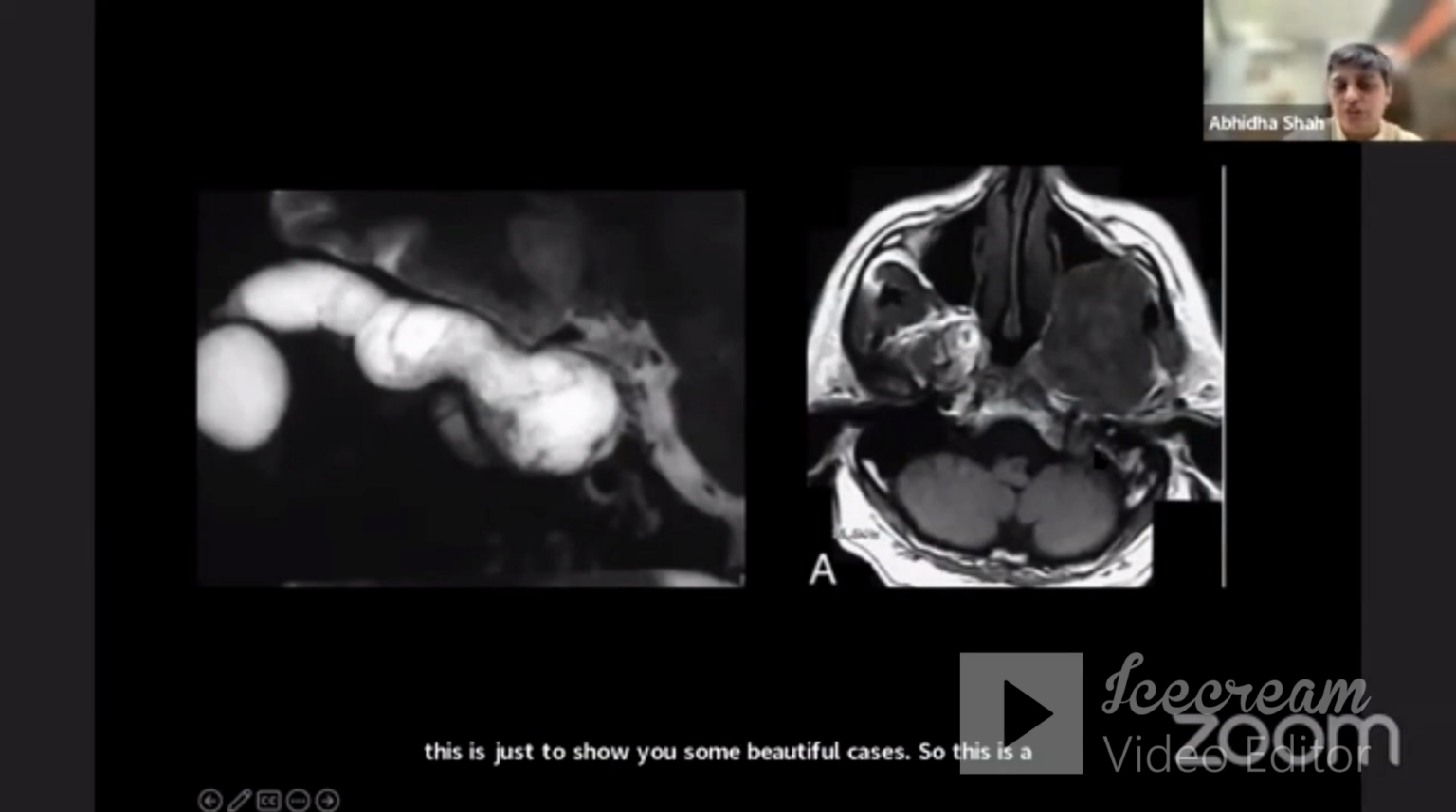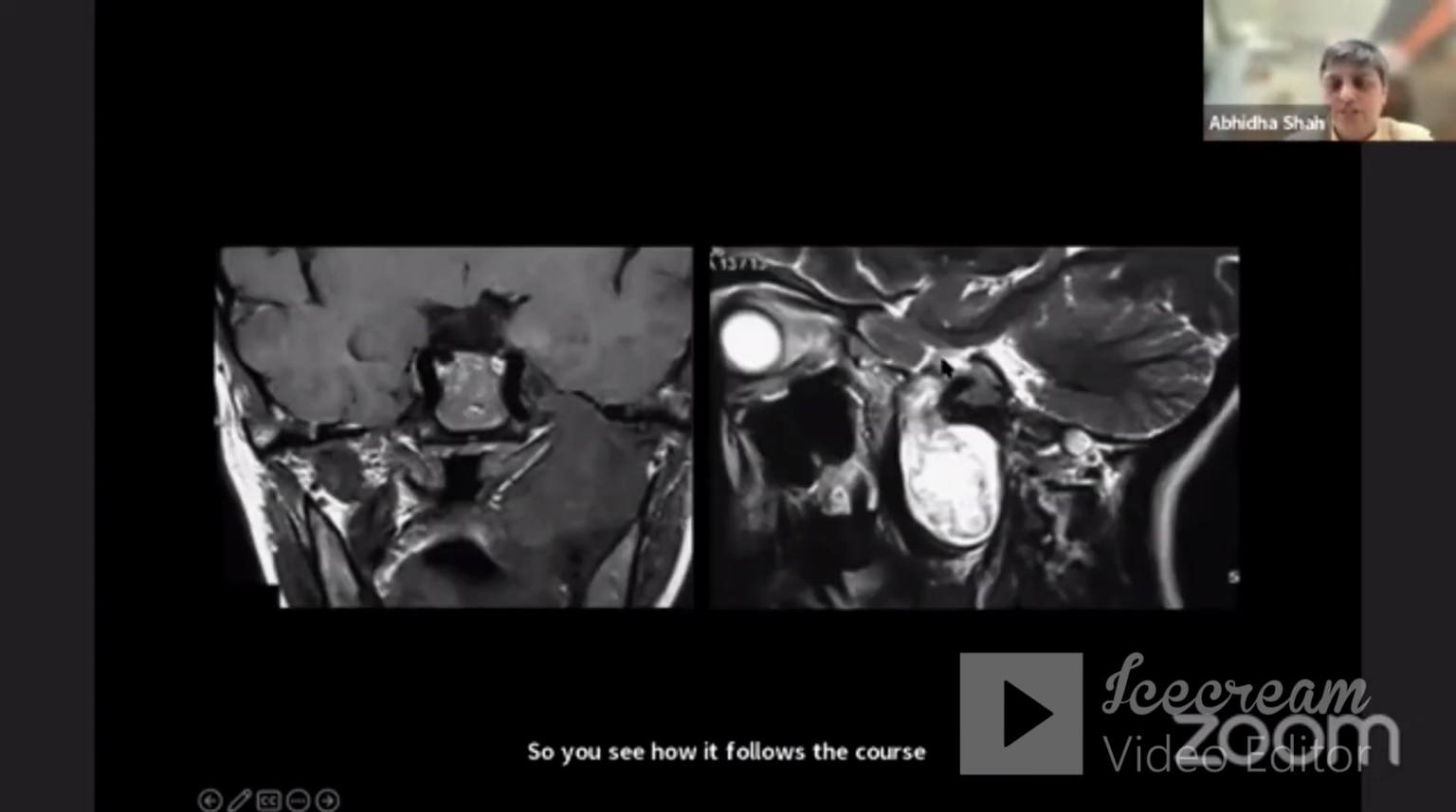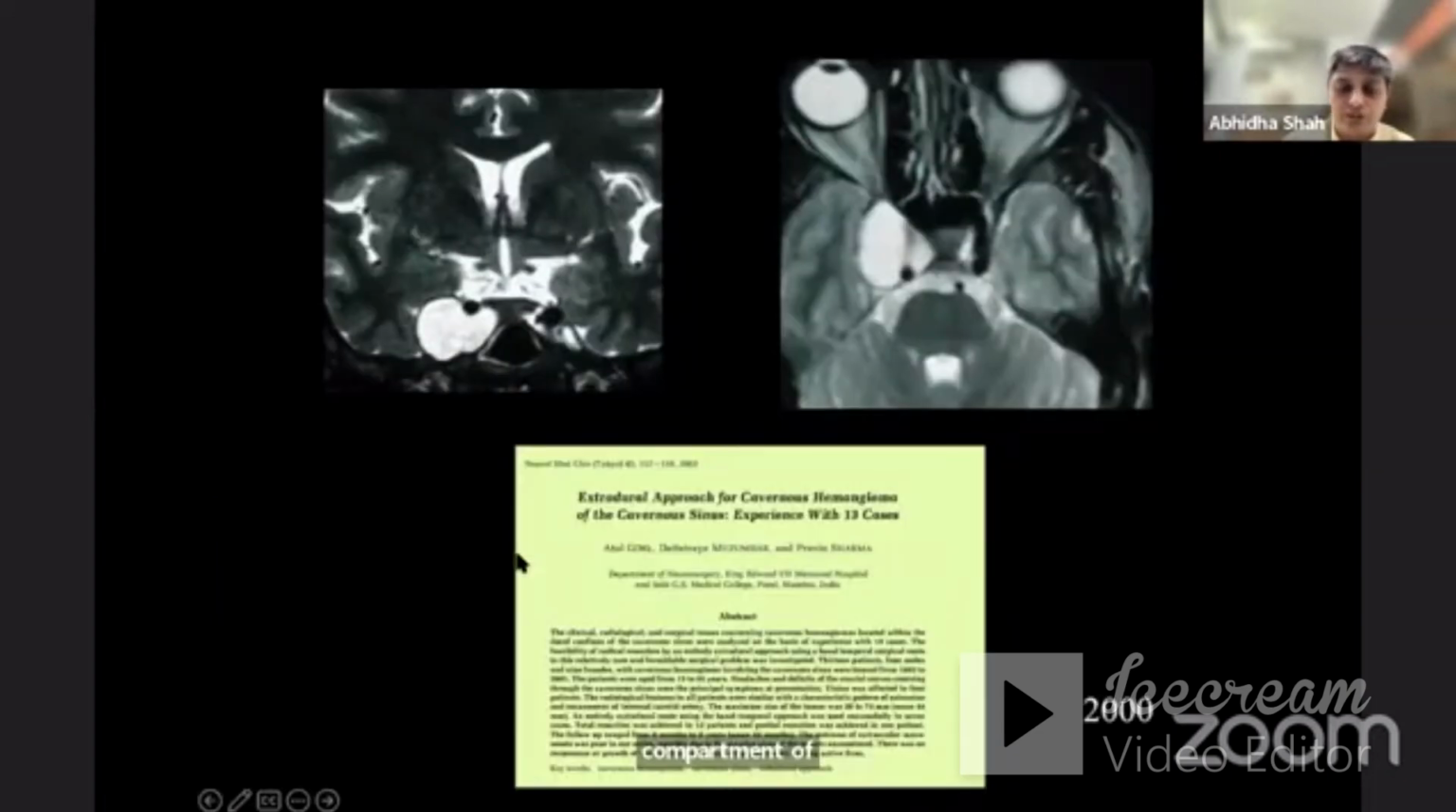You see how it follows the trajectory of the V1. This is a neuroma arising from the V2 division of the maxillary, and it is going all the way down. So you see how it follows the course of the nerve. This is a tumor going through the foramen ovale, a tumor of the mandibular nerve, going down into the extracranial compartment. So this is the extracranial part of trigeminal schwannomas.